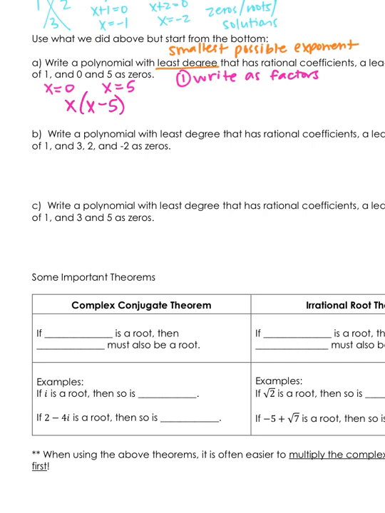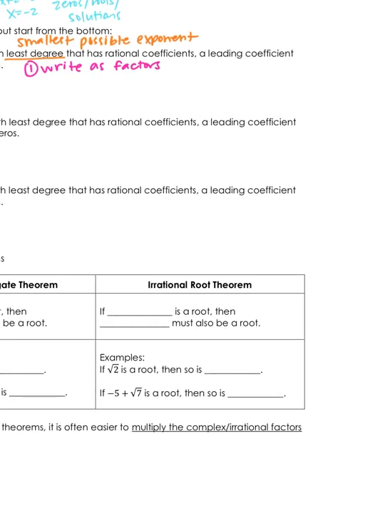And then the last thing I'm going to do is distribute that. So that becomes x squared minus 5x. So that would be my polynomial. So least degree, smallest possible exponents. The rational coefficients, remember no i, no radical. Leading coefficient of 1 means that there's no greatest common factor. So actually, let me write that real quick.